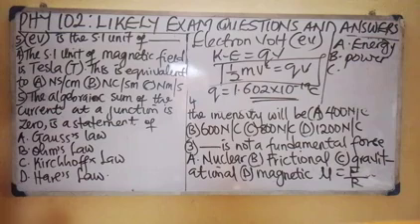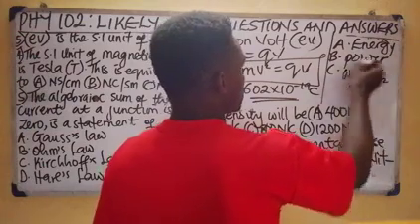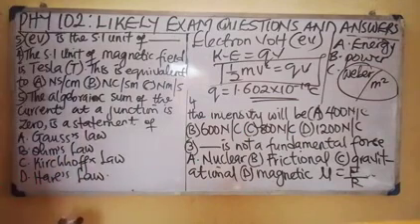Now, the fourth one, the SI unit of magnetic field is Tesla. The SI unit of magnetic field is what? Tesla. And this is equivalent to A, Newton second per centimeter, B, Newton coulomb per centimeter, then C, Newton per centimeter. So which of them is it? Oh, the answer is not even here. We have it to be Weber per meter squared, Weber per meter squared.